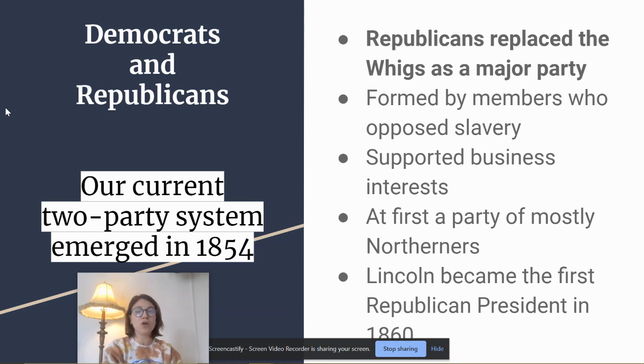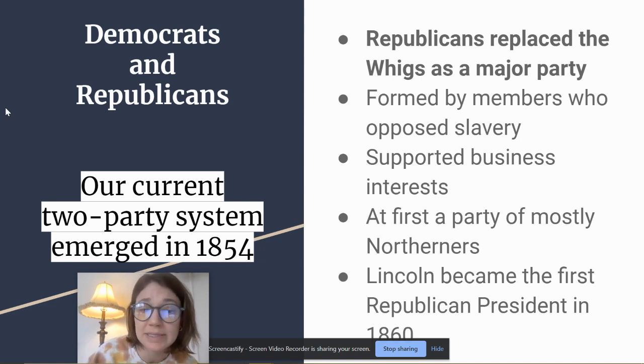Republicans, as a group, were formed by members who opposed slavery. Neither the Whigs nor the Democrats at that time had a super firm idea on what they wanted to do with slavery, and the Republicans wanted to oppose it. Now, it's important to note, they did not, in a national way, suggest that we abolish slavery when they first came on the scene. They wanted to limit it. They wanted new states to not have new slavery. So they wanted to limit the spread of slavery.